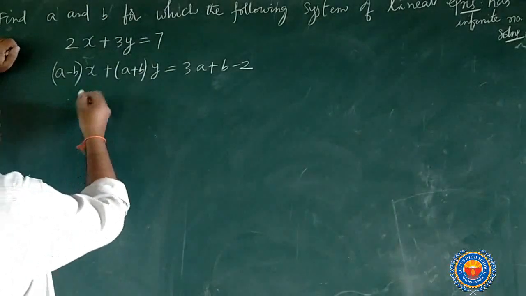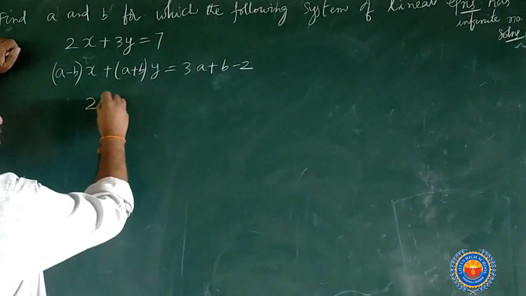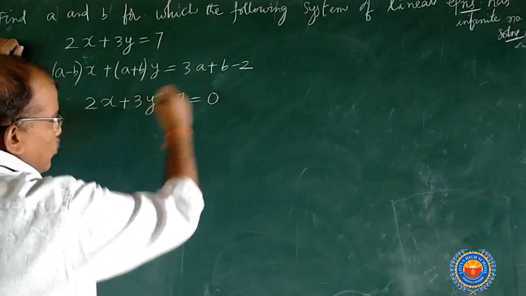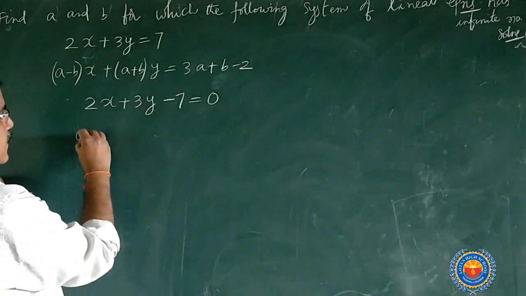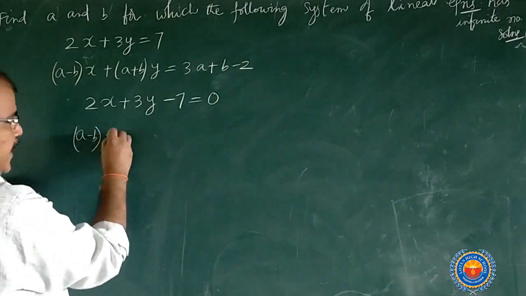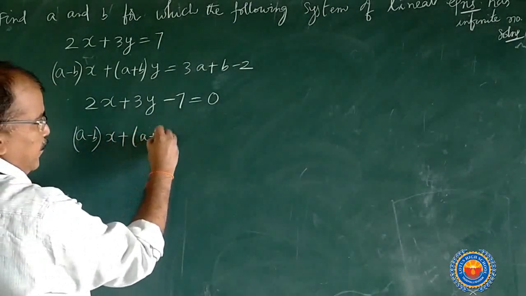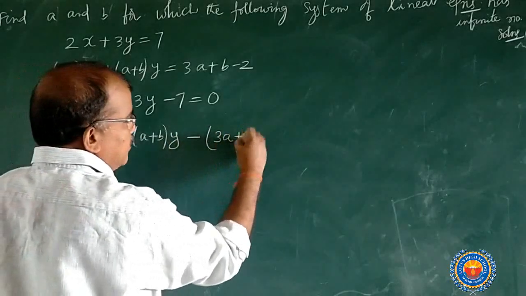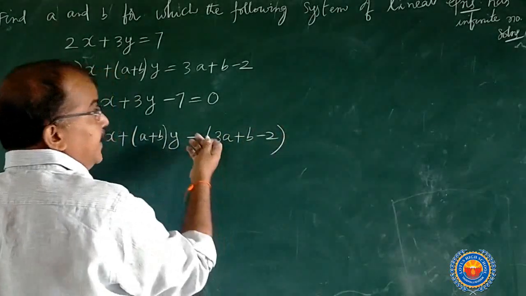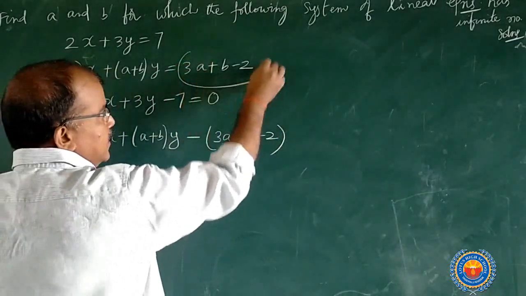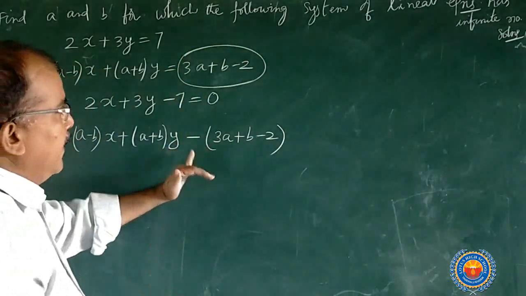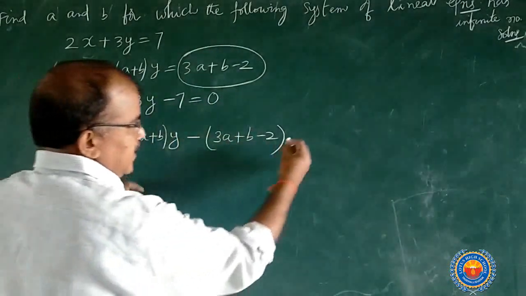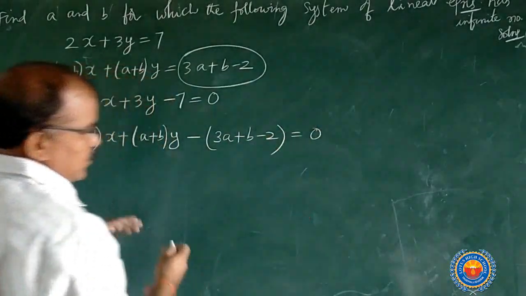So if you want, you can convert. How to convert? 2x plus 3y minus 7 is equal to 0. Next, A minus B of x plus A plus B of y minus of 3A plus B minus 2. Already we did many times. So before you have to transpose. Actually this is minus 3A minus B plus 2. Instead of that, only this trinomial I transpose.